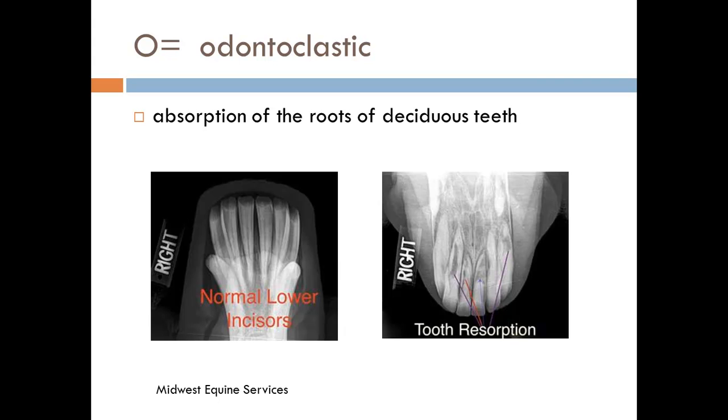As you can see on the two radiographs, the one on the left is how a normal horse's lower incisors will look. However, on the one on the right, you can view darker areas on the radiograph, which show the tooth roots are being absorbed back into the jaw. Pay special attention to where these purple and red arrows are pointing.